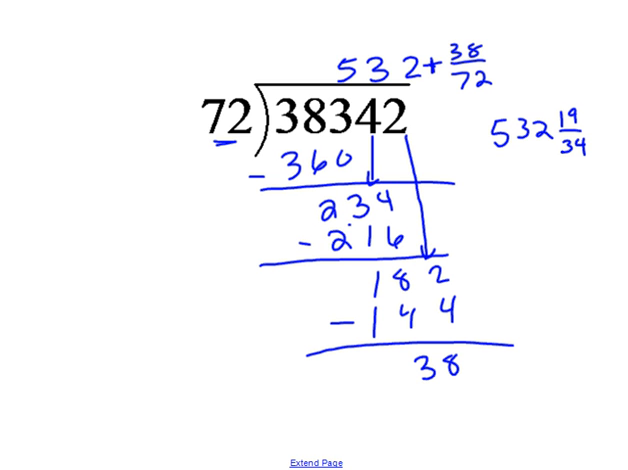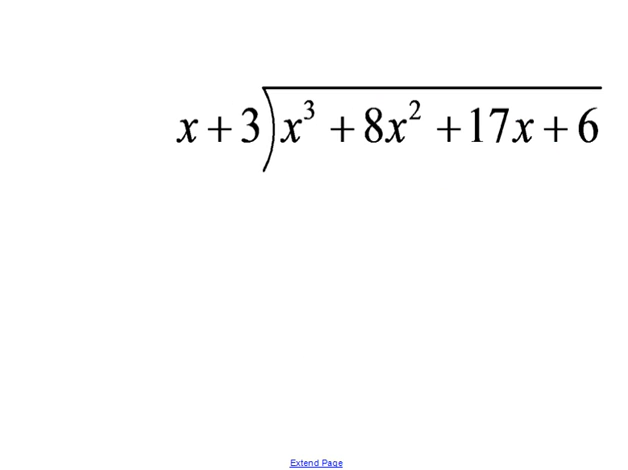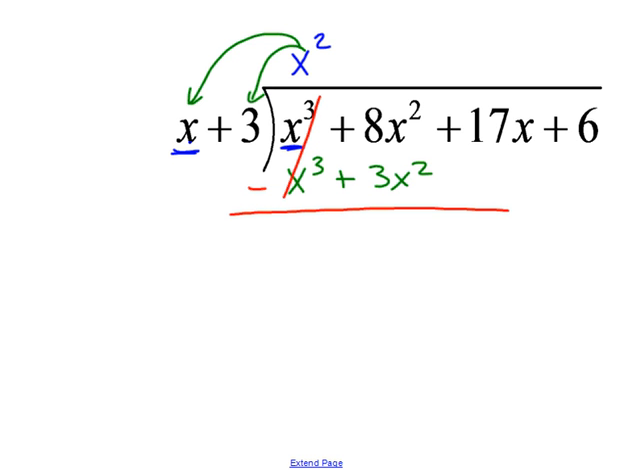All right, now let's move it to polynomials. We are going to take the same idea that we did for long division and apply it to polynomials. So you first ask yourself, x times what gives me x cubed? Hopefully you say x squared. Then you take x squared and you multiply it by both the terms. So I have x cubed plus 3x squared. Our next thing we do is we subtract. These guys go away, and if I subtract 8 and 3, I get 5x squared.